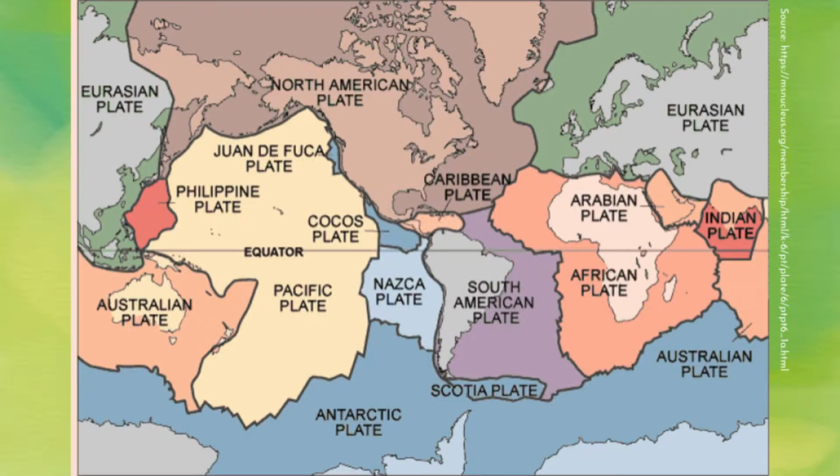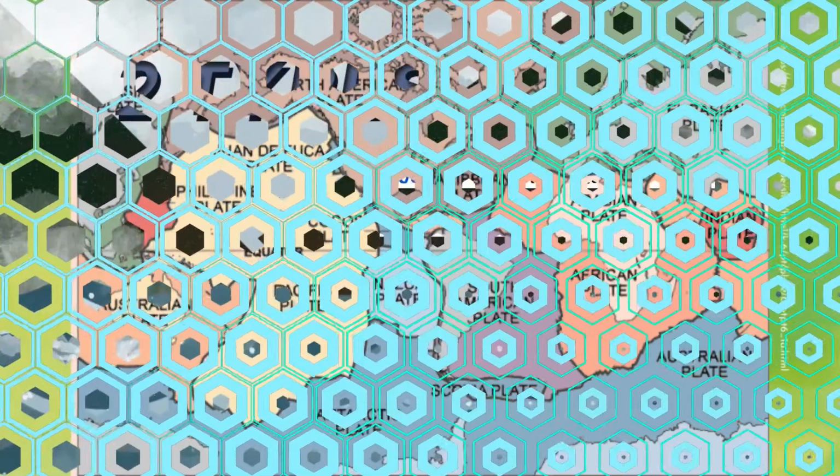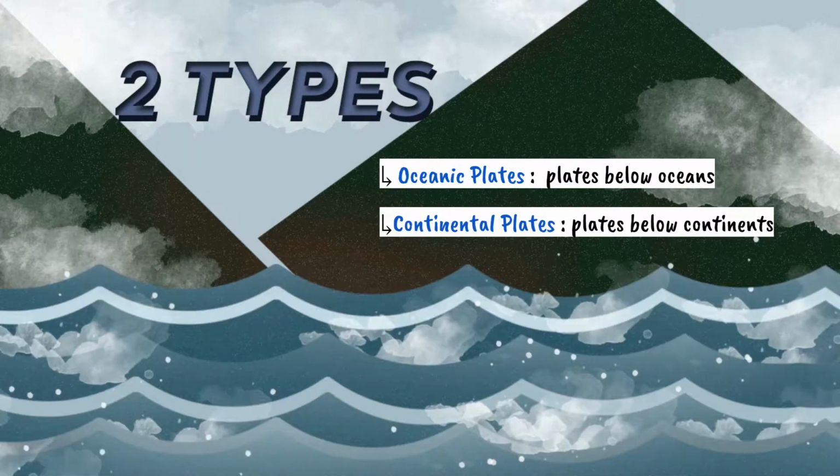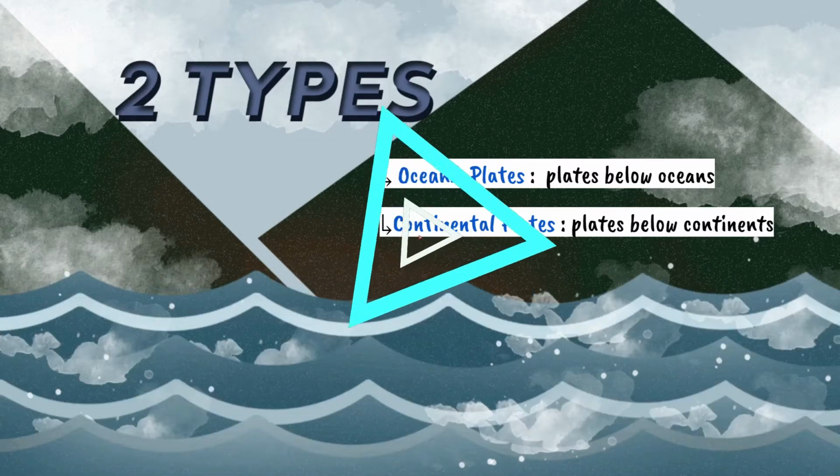The Earth's crust is divided into 12 major plates which move in various directions. This makes the plates move around on top of the mantle like rafts. The plate motion causes them to collide, pull apart, or scrape against each other. There are two types of plates, which are oceanic plates and continental plates. Oceanic plates are the plates below the ocean, whereas continental plates are the plates below the continents.